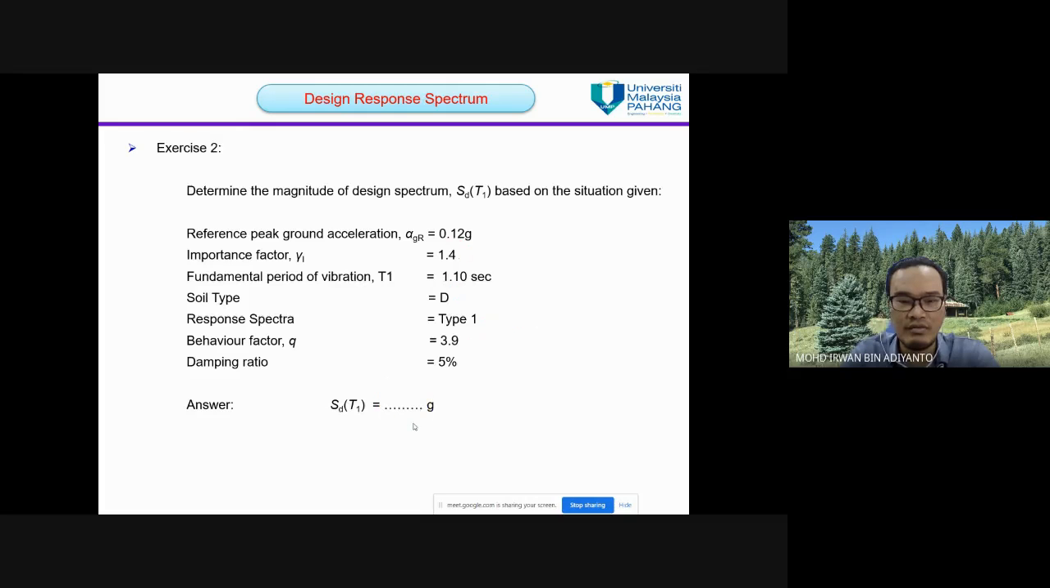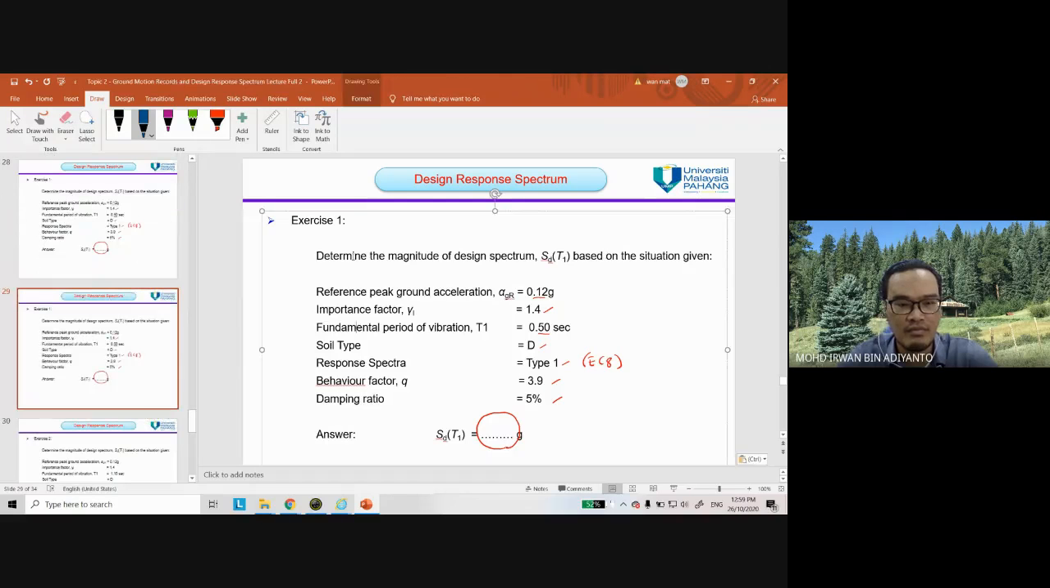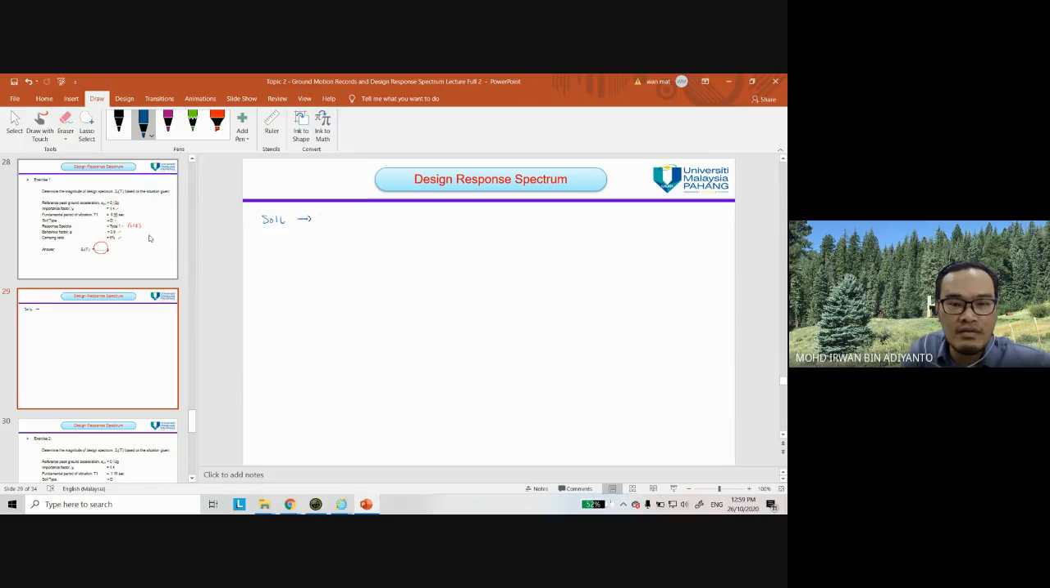First of all, example 2. Okay, first of all, we need to know the soil. So it's better for me to get the solution to be here. So the soil is what? Soil D in Eurocode 8 type 1.